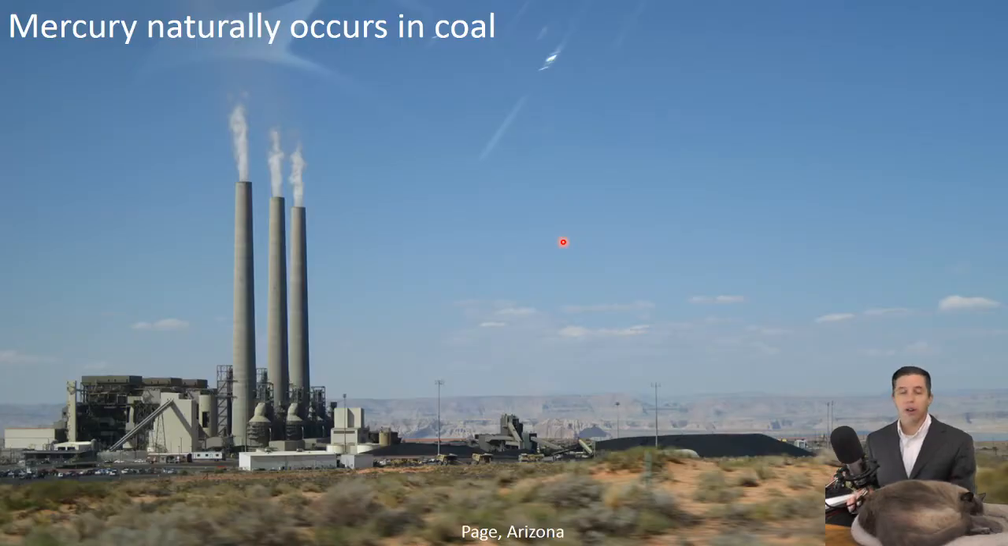Now mercury can also get into the air because it's naturally occurring in coal. So here's a coal-fired power plant. There's a big pile of coal there they're going to burn. And in an earlier lecture we talked about how water vapor condenses out to make a little cloud. That's from burning hydrocarbons in the coal. But what's also coming out of the chimney is mercury. And so every coal-fired power plant is putting a little bit of mercury into the atmosphere.